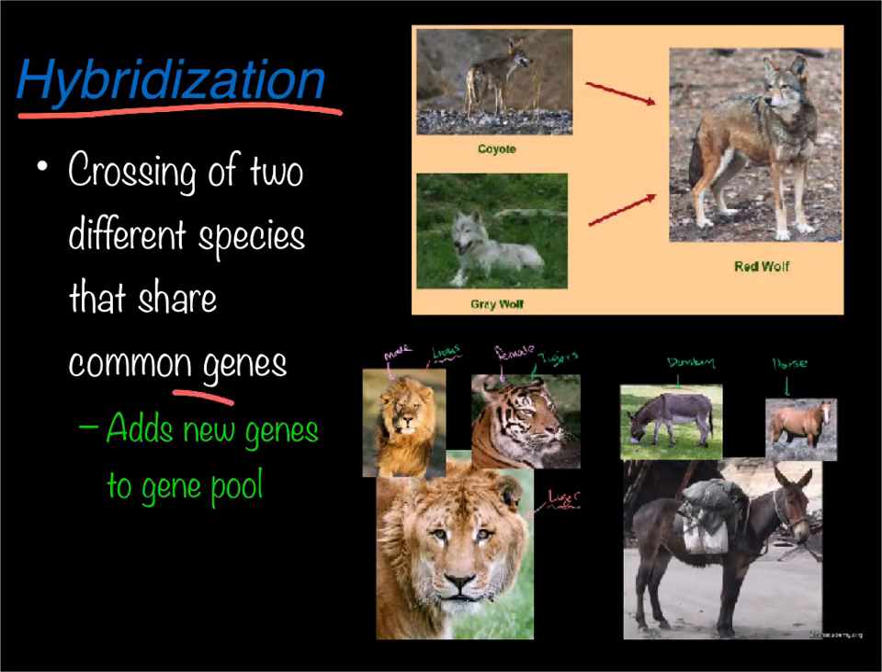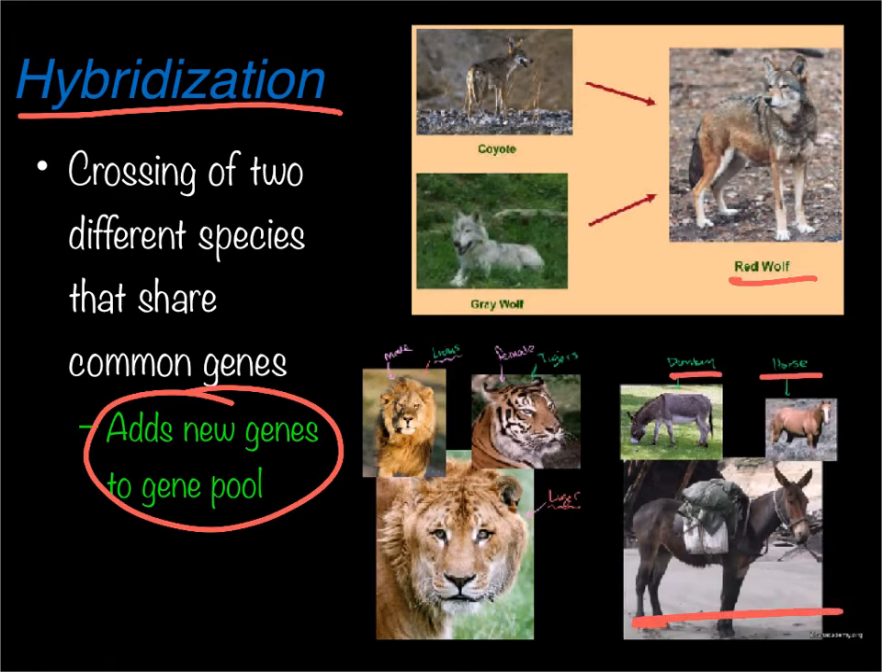This is going to add new genes to the gene pool. It's showing here coyotes and gray wolf producing the red wolf. Another hybridization is a donkey and a horse producing a mule. And lastly, a lion and a tiger producing what's called a liger.